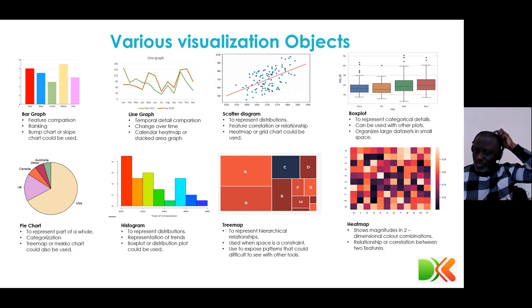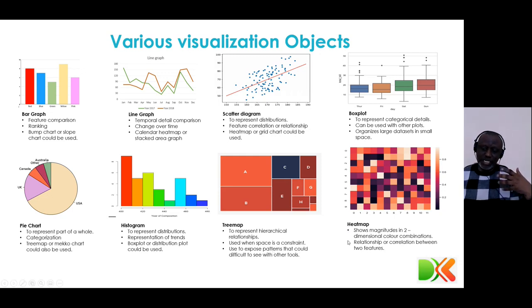Then we have tree map. Tree map has to do with a situation whereby you have a lot of things to present, but space is the problem. Just use tree map for it. Tree map is what we use to represent a hierarchical situation or relationship where space is a constraint.